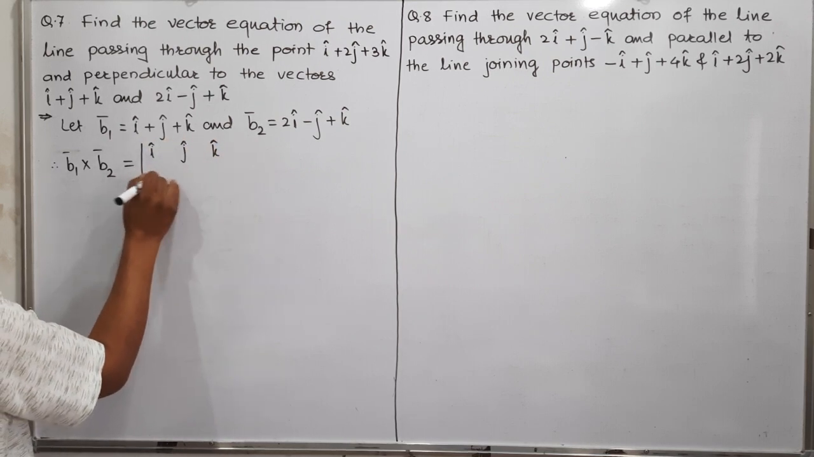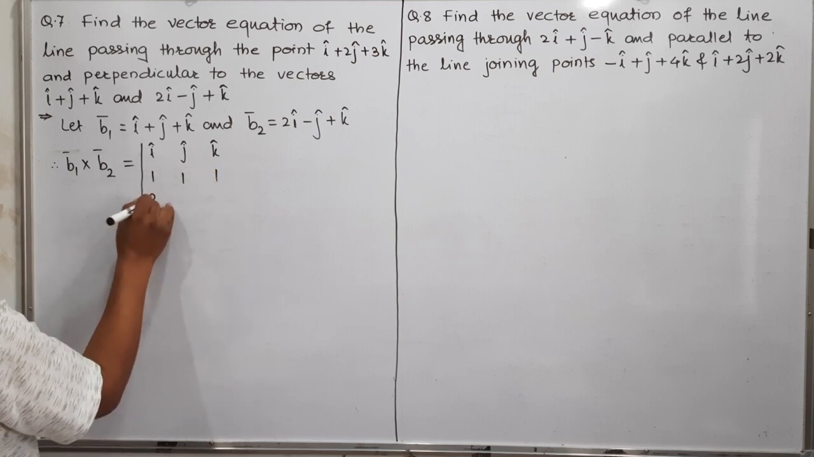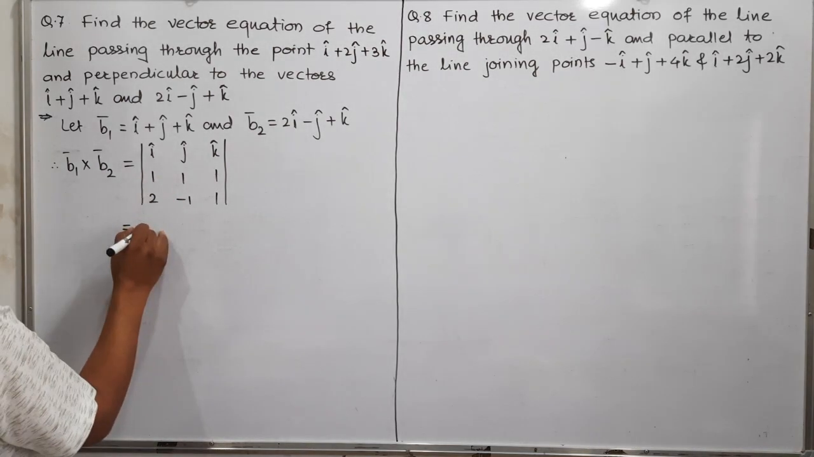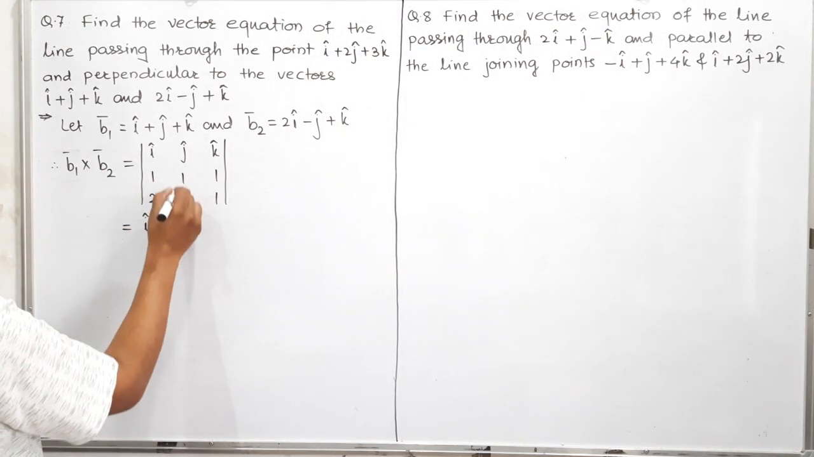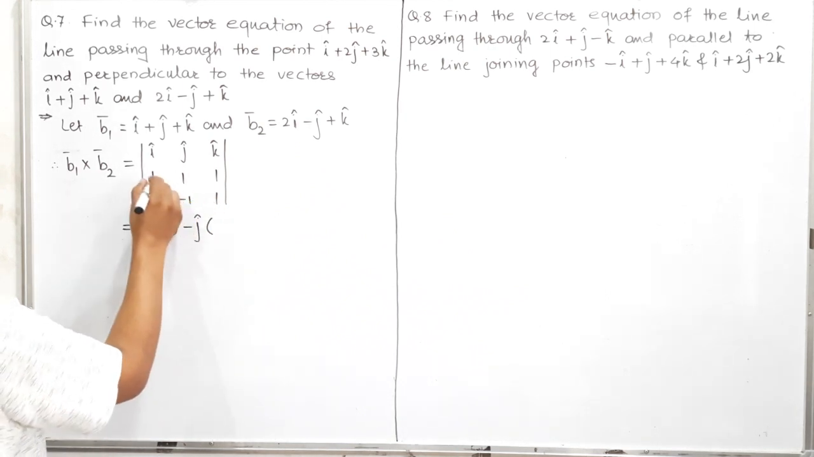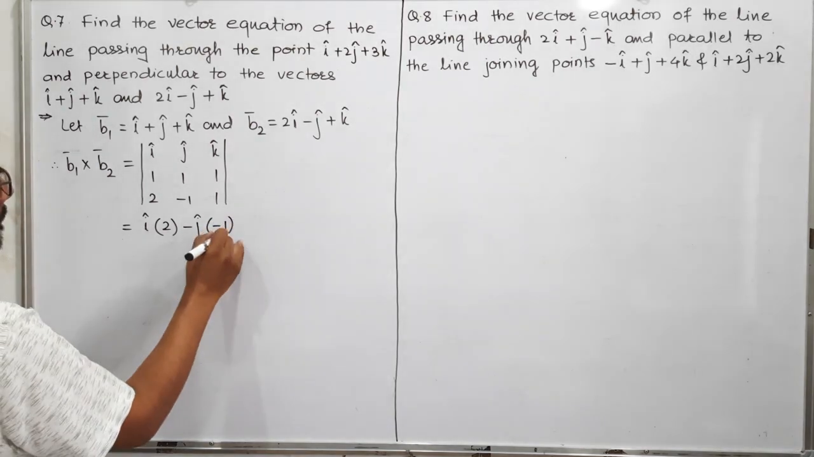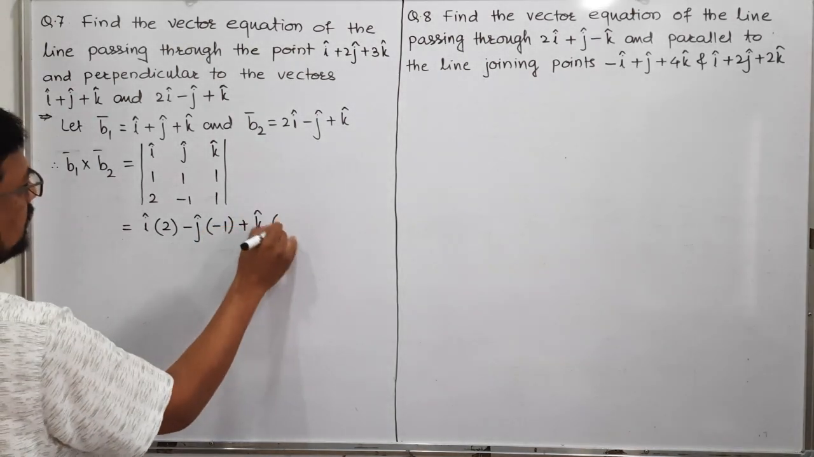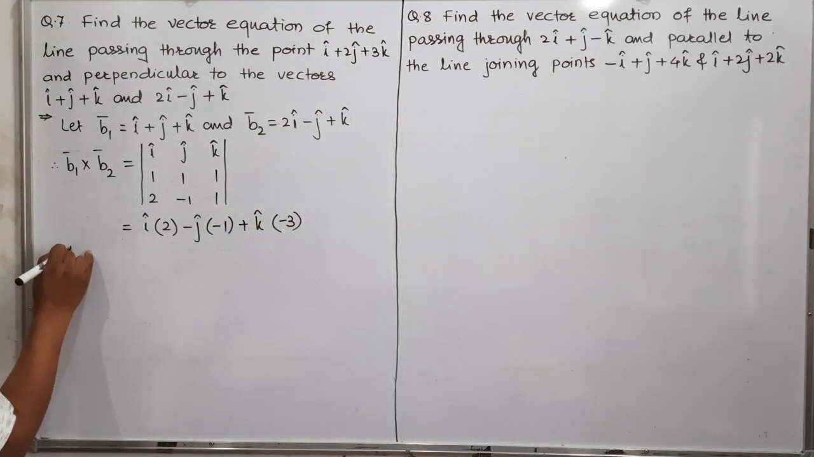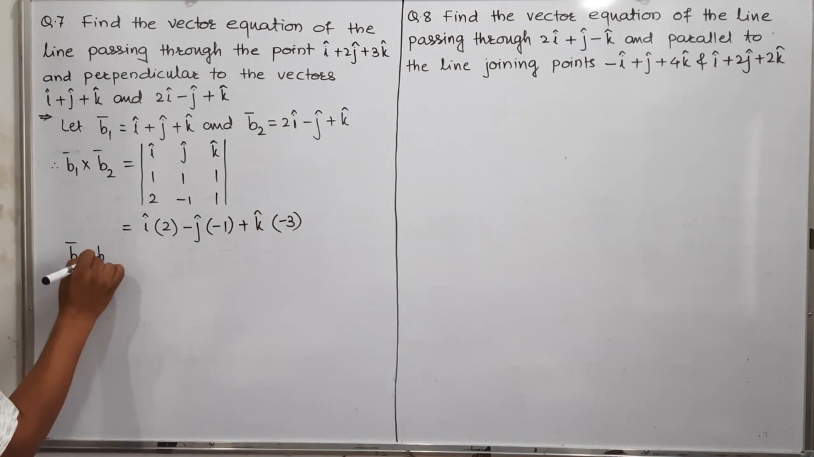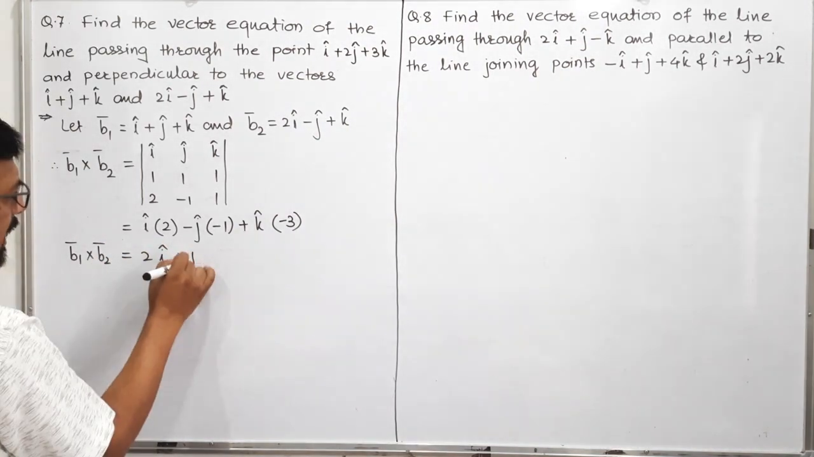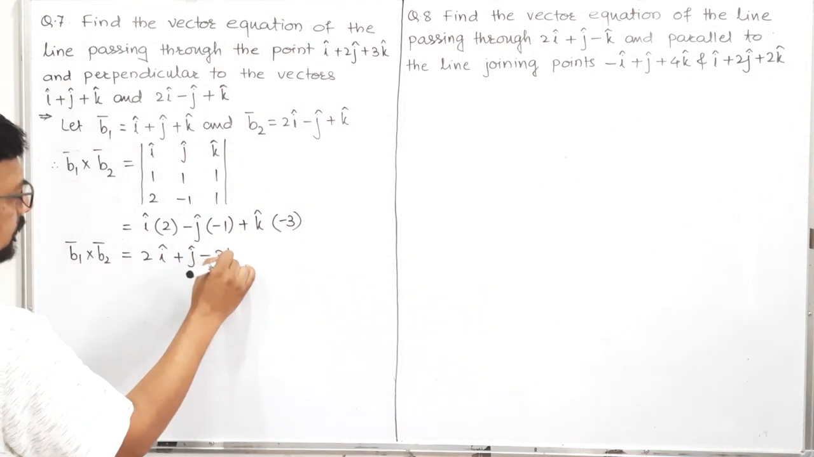Components of b1 are 1, 1, 1 and components of b2 are 2, minus 1, 1. Now taking the cross product, it is i cap into 1 plus 1, 2, minus j cap into 1 minus 2, which is minus 1, and plus k cap into minus 1 minus 2, that is minus 3. So b1 vector cross b2 vector is equal to 2i cap plus j cap minus 3k cap.